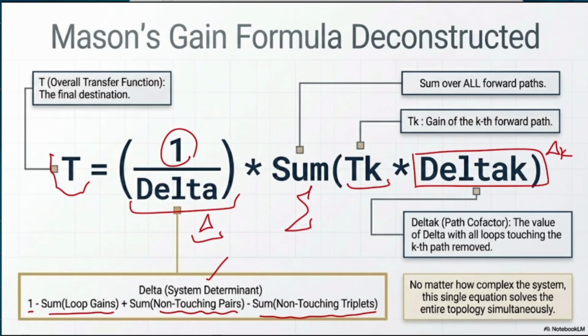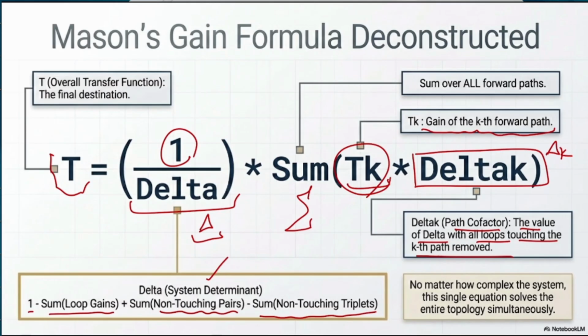What is Tk? Tk means the gain of the kth forward path, because as you remember, at some point we have one forward path, but at another point we may have more than one, maybe 2. That's why we have different gains, and we have to multiply by what? By delta k. What is delta k? It's the path cofactor. It means the value of delta with all loops touching the kth path removed.